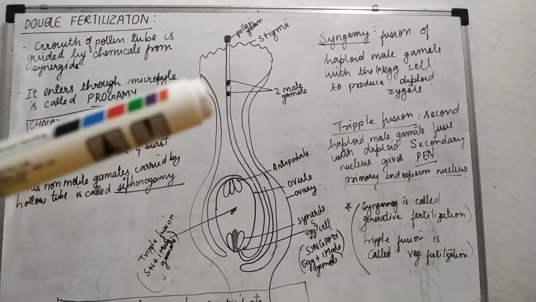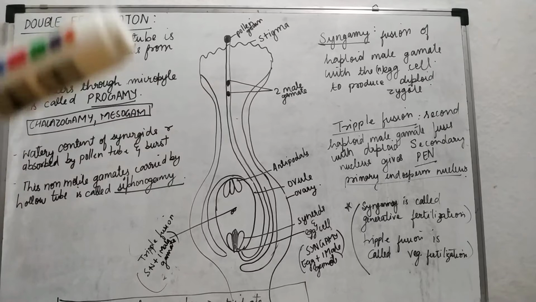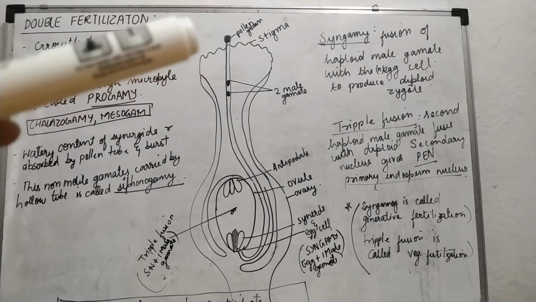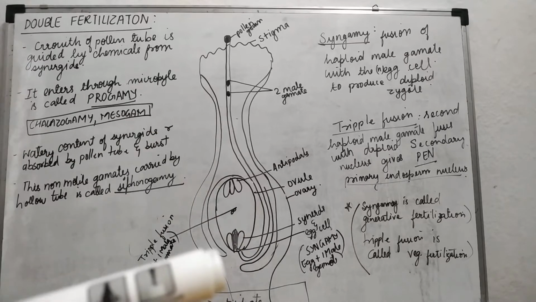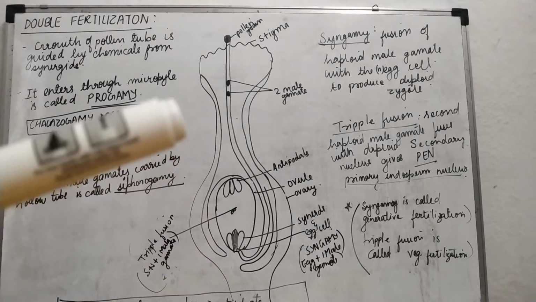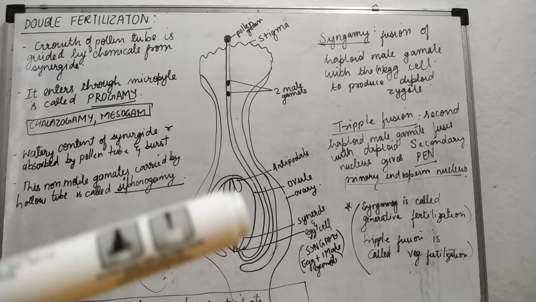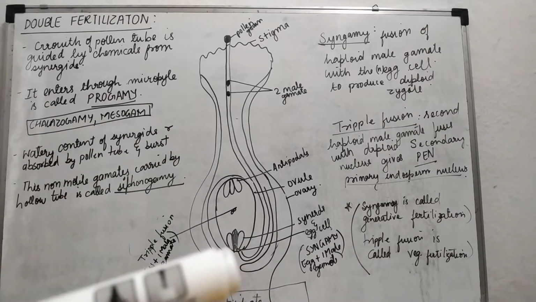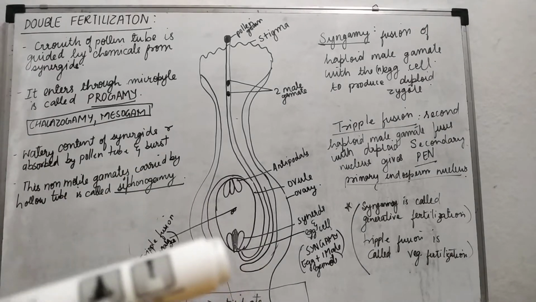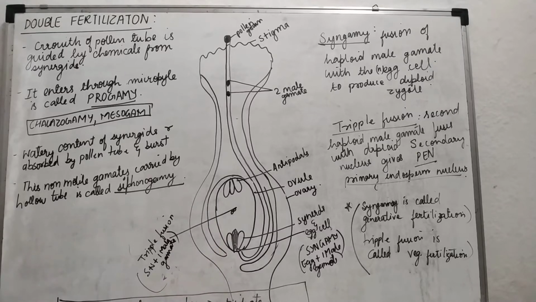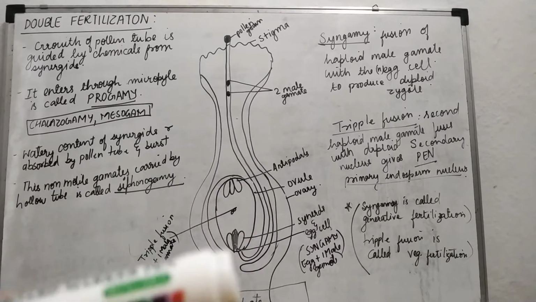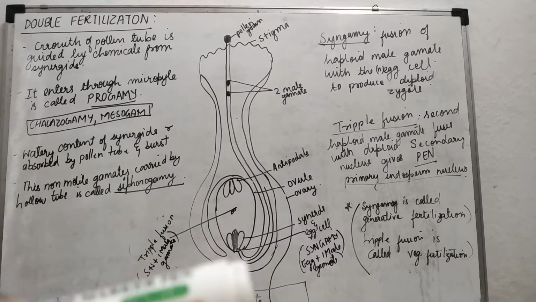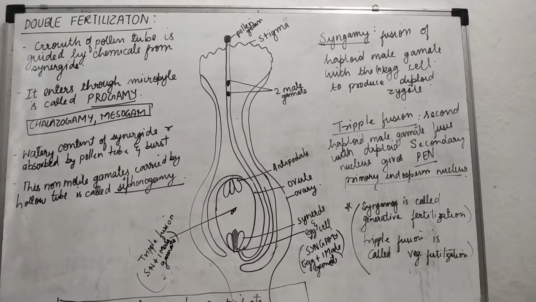You have seen here, I've drawn two male gametes. Those are non-motile male gametes, and they are guided through the pollen tube. Now the pollen tube comes close to the micropyle. This is the opening of the ovule. Once it comes closer to the micropyle, it enters the ovule.